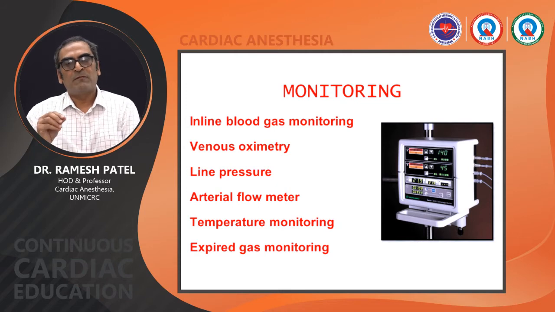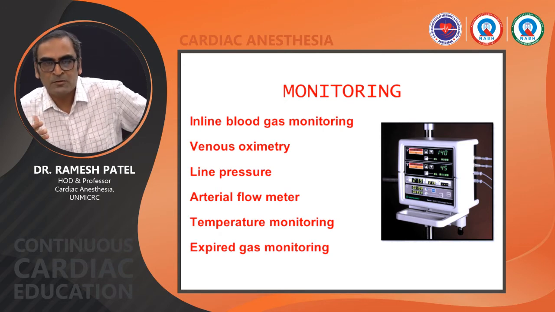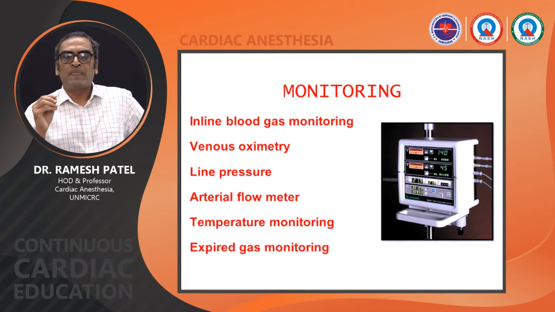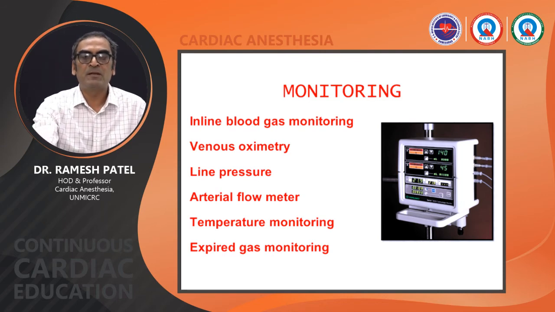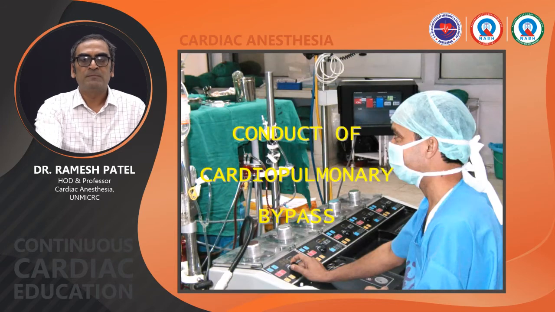And of course, without monitoring, CPB management is lacking, so monitoring is very, very important. Monitoring includes inline blood gas, venous oximetry, line pressure, pre-membrane as well as post-membrane pressure recording, an arterial blood flow meter placed in the machine, temperature monitoring, and expired gas monitoring. These are the basic parameters that we have to monitor while managing the cardiopulmonary pump.